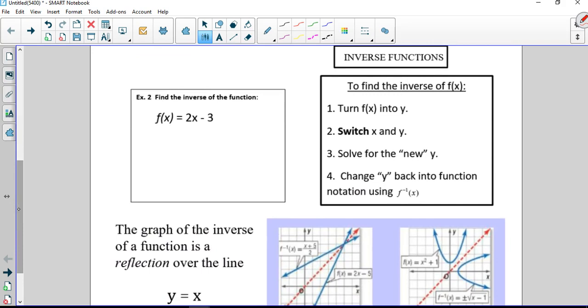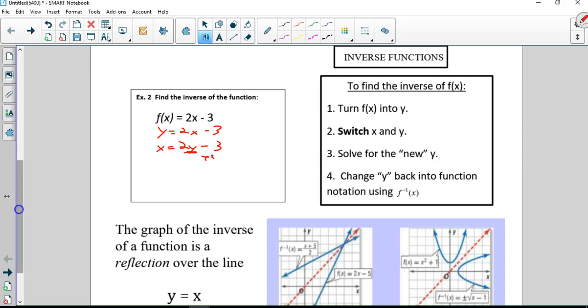So, find the inverse of the function. Here are the steps. First, turn f(x) into y. So we're going to write y equals 2x minus 3. We're almost stepping backwards from what we learned in Algebra 2 back to Algebra 1. We're just going to make that y again. Now, we switch the x and the y. And now we're going to solve for this new y.